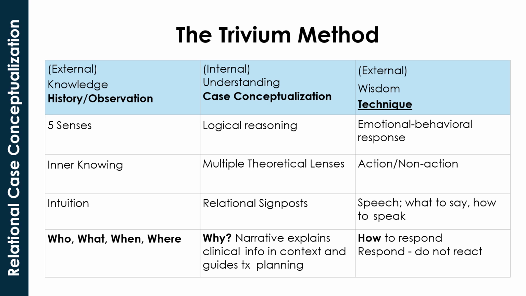So in terms of gathering the knowledge, we have our five senses: listening, observing, tuning in to what the child's expressing, what the parents are expressing at intake, utilizing inner knowing, intuition, gathering both direct and indirect information about the experience. So who's involved, what happened, when, and where are the key questions that we focus on when gathering this information.